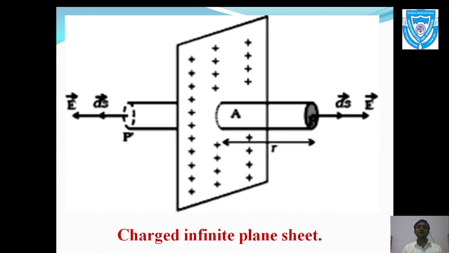Now, the same thing, we have to find the electric field at point P. Then we have to consider a Gaussian surface over here. The Gaussian surface is a cylinder which is perpendicular to the surface. The point P is small r distance away from the plane sheet. The electric field will be the same at P and P dash, which are on both sides of the plane sheet.